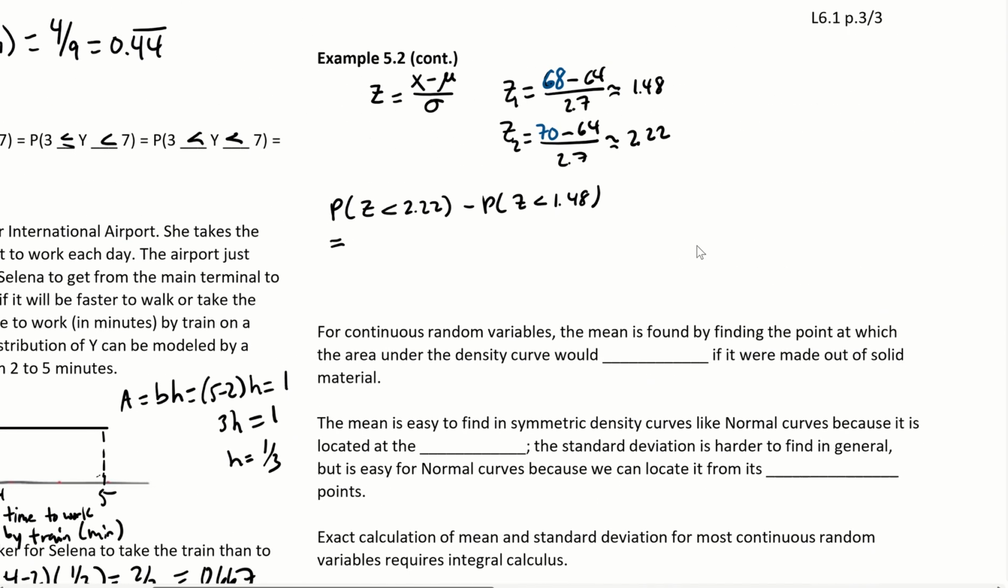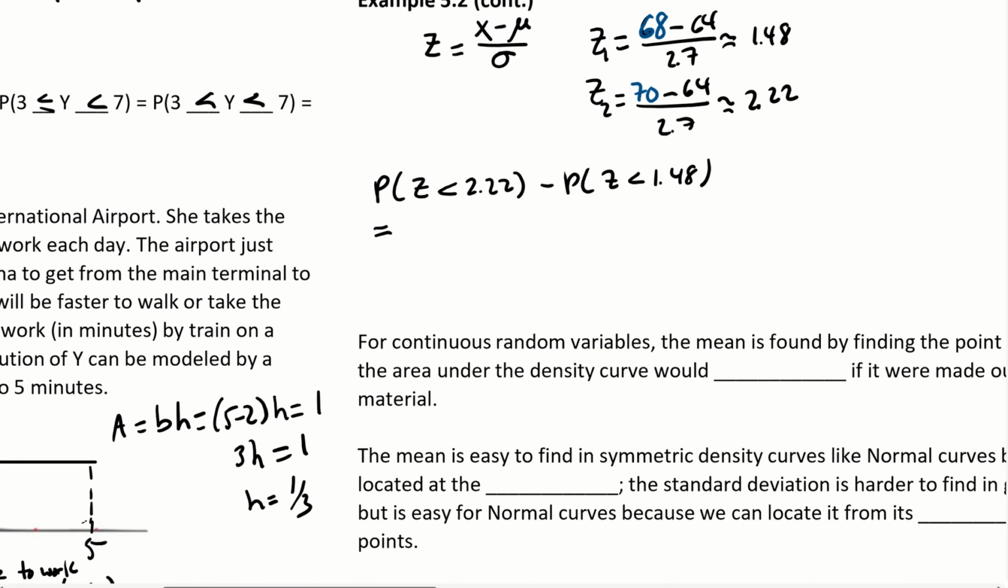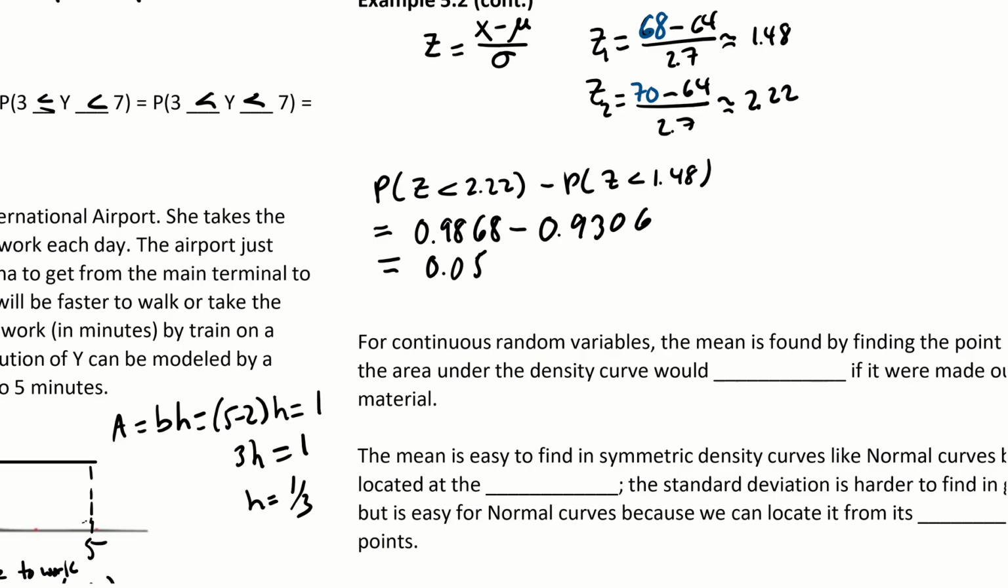Okay, so let's go ahead and calculate this. So we said it was 0.9868 minus, this one was 0.9306. So you subtract those, you get 0.0562.